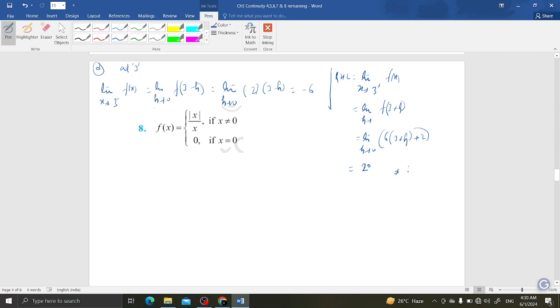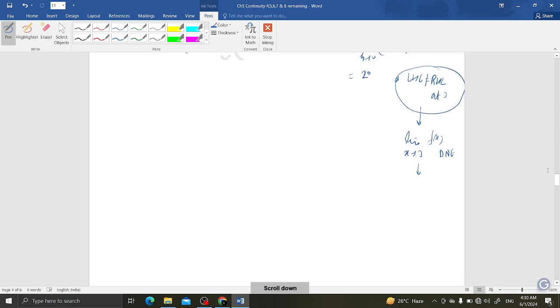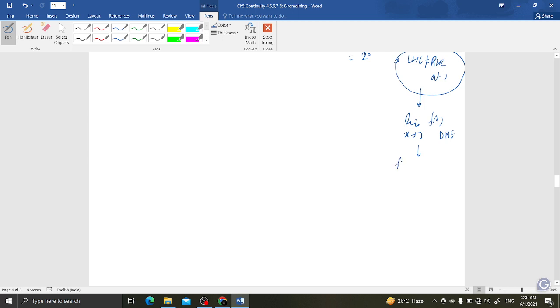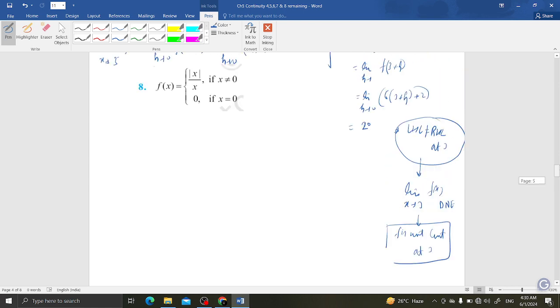So simply from here we can say LHL is not equal to RHL at 3. What it implies? This implies that limit x tends to 3 of f(x) does not exist, which implies f is not continuous at 3. Okay, now only one point we are getting from here where it is not continuous.